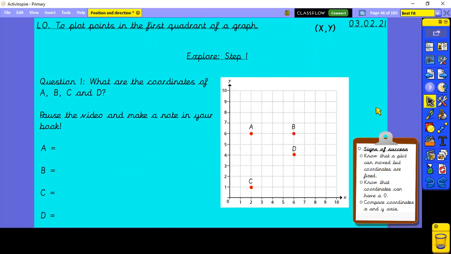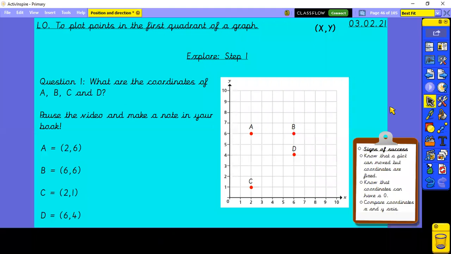And that question is, what are the coordinates of A, B, C and D on our graph here? So what I'd like you to do is pause the video and make a note in your book so you can say A equals and then the coordinates and so on. Okay, so pause the video to have a go at that now for me.